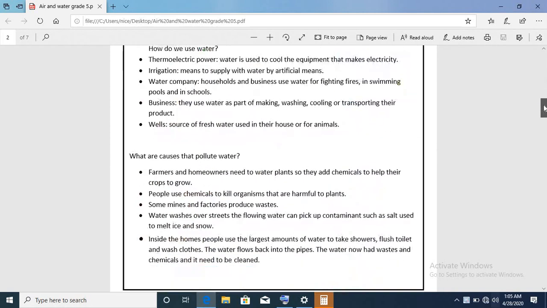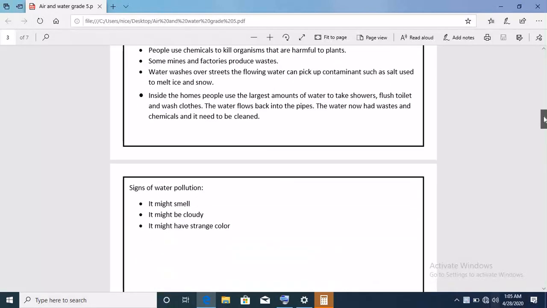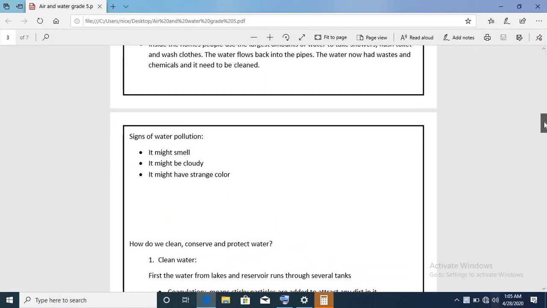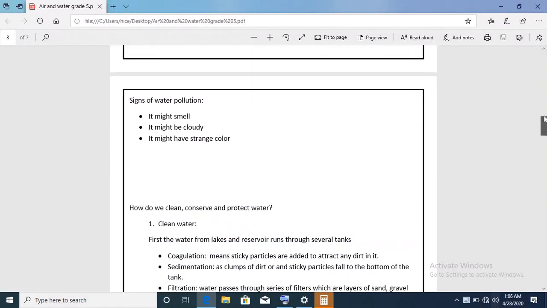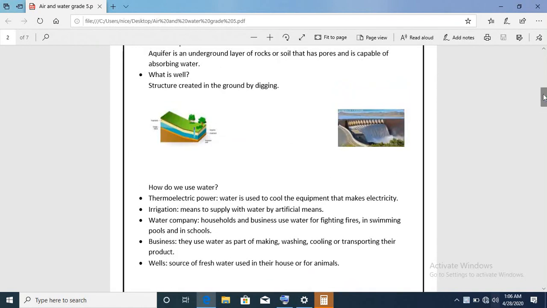What are the causes that pollute water? Number 3, signs of water pollution. And how do we clean, conserve, and protect water? So we need to know 4 things. First of all, how do we use water?